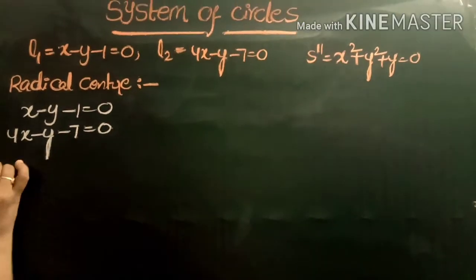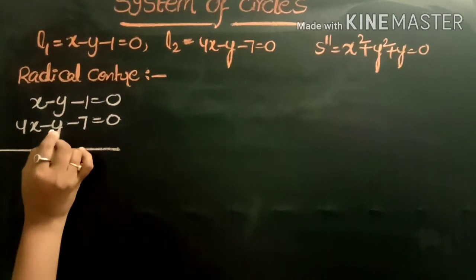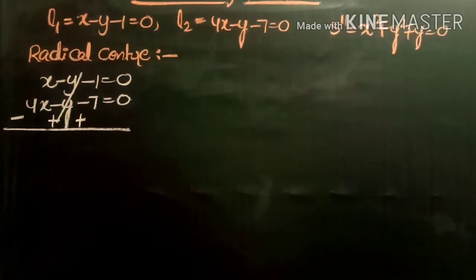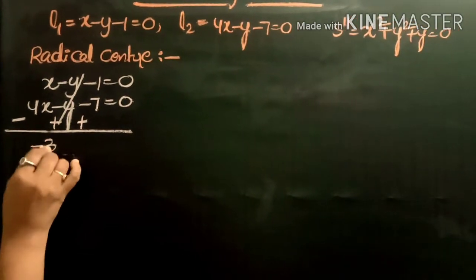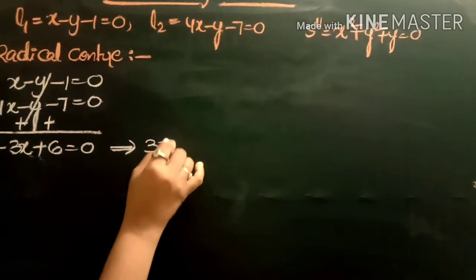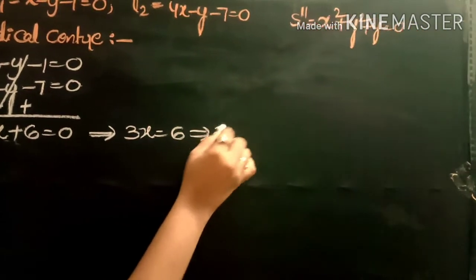Radical center: solving equations 1 and 2. Here we have minus y and minus y. Now changing the signs of the second equation, these two terms get cancelled. x minus 4x, minus 3x plus 6 is equal to 0. That is, 3x is equal to 6. Then the value of x is equal to 2.